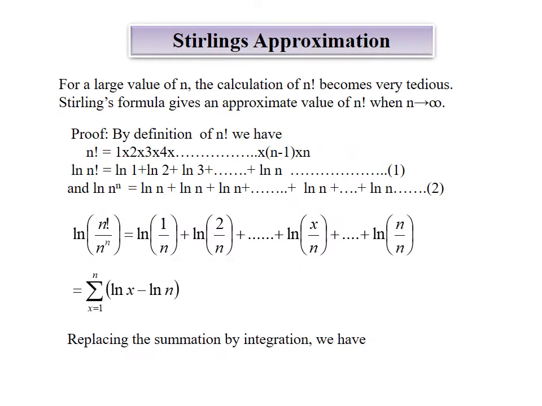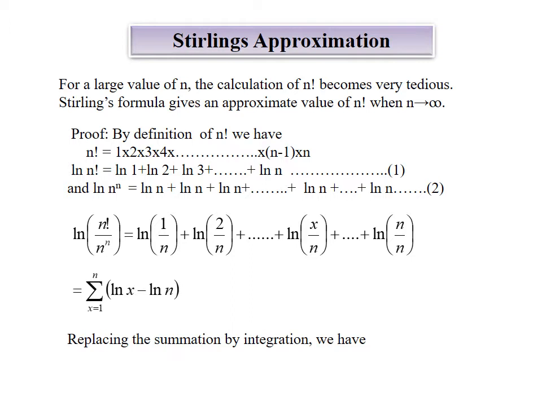This is called Stirling's approximation. For a large value of n, the calculation of n factorial becomes very tedious. Hence Stirling's formula gives an approximate value of n factorial. So, for the proof for n factorial, let us consider we have n factorial.